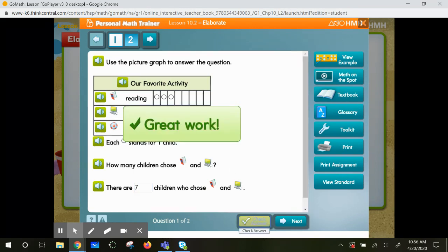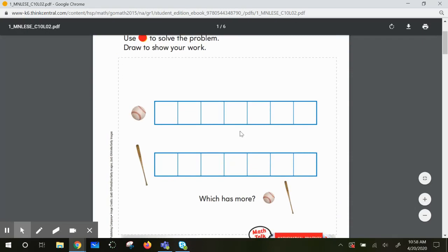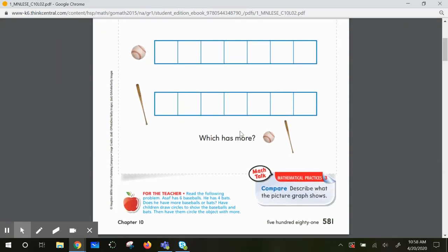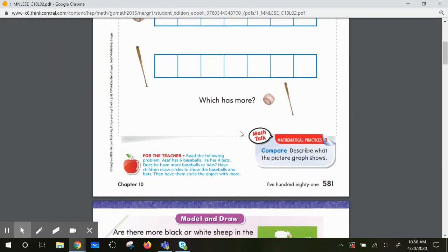Great work! All right. Here you can see this is in your math book. What I'm going to be doing is I'm going to read the instructions to you. I'm going to read the math problems to you, and then I'm going to allow you to go ahead and go back and do the work. If you want to keep doing it with me, that's fine. Just press pause after each question so you can solve the problem and then go on with me.